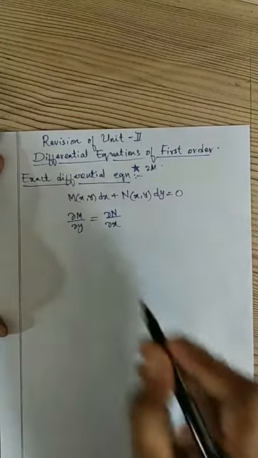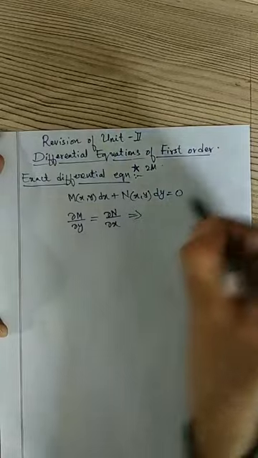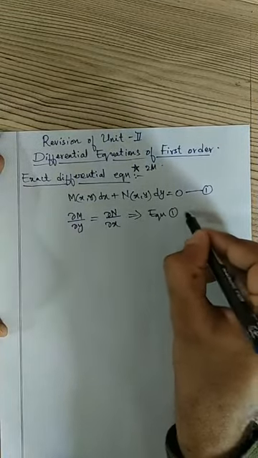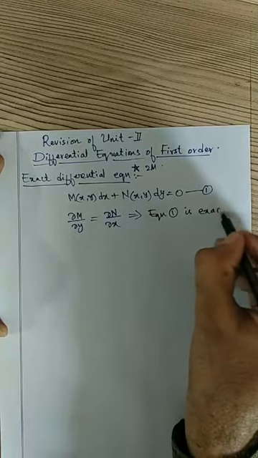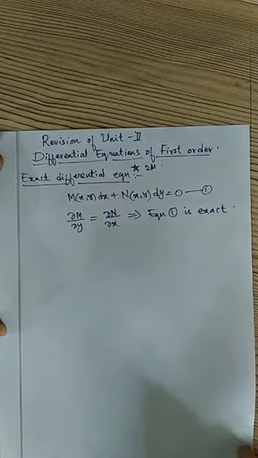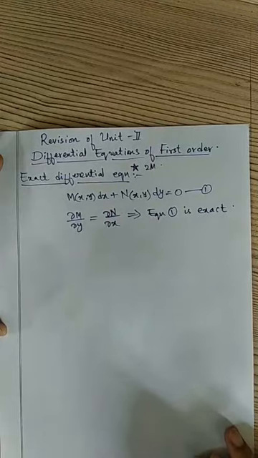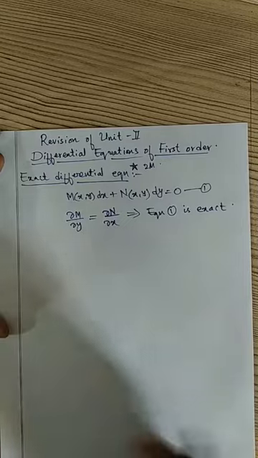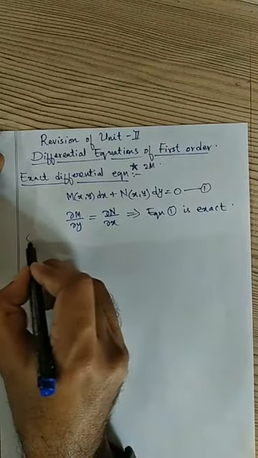If they are equal, then we say that, consider this as equation 1, then equation 1 is exact. Right? If this condition is satisfied, ∂M/∂y = ∂N/∂x, then equation 1 is said to be exact. If the equation is exact, then the general solution of 1 is given by a formula.